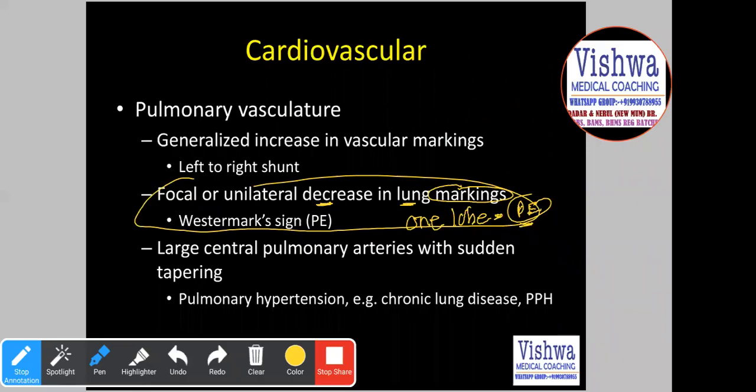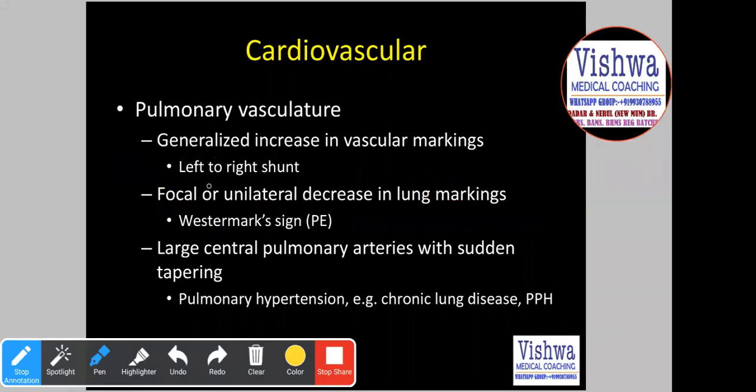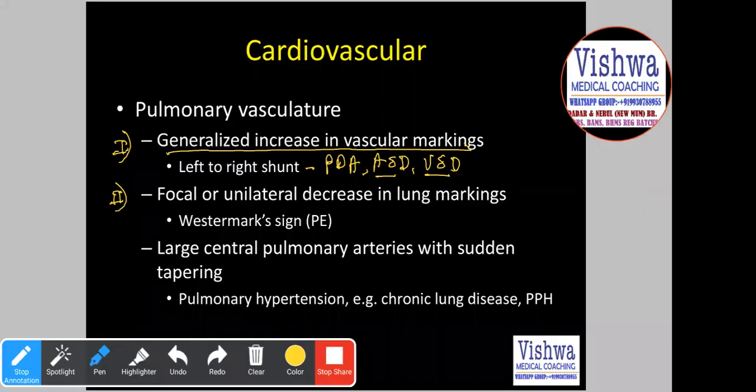We never thought about it before, I think. So the first point was, if it is a generalized increase, think about left to right shunts. Let me cover it again. Generalized increase in the vasculature: think about patent ductus arteriosus, ASD, and VSD, atrial septal defect, ventricular septal defect. The second important thing in the pulmonary vessels is focal or unilateral decrease in the lung markings. Of course, I'm talking about vessels here. So this is pulmonary embolism.